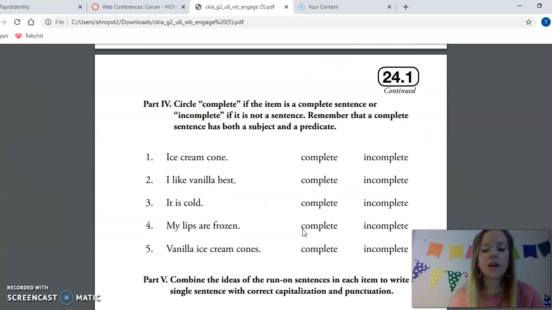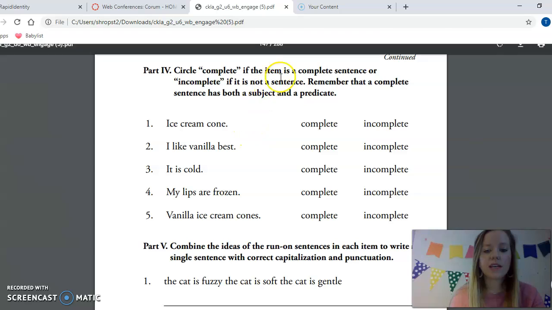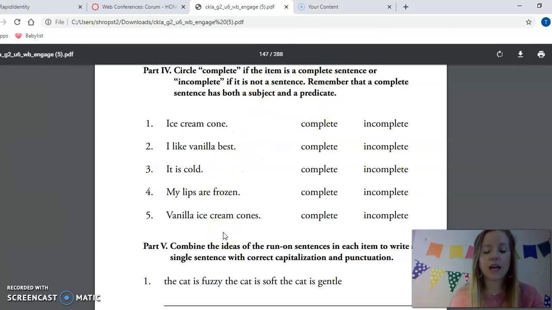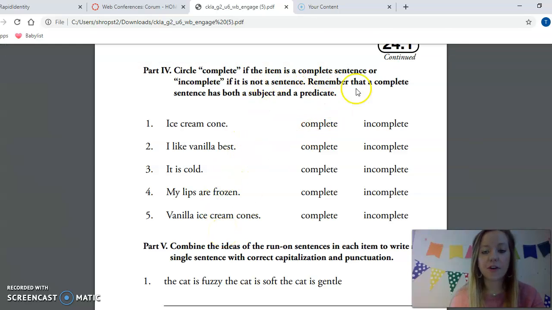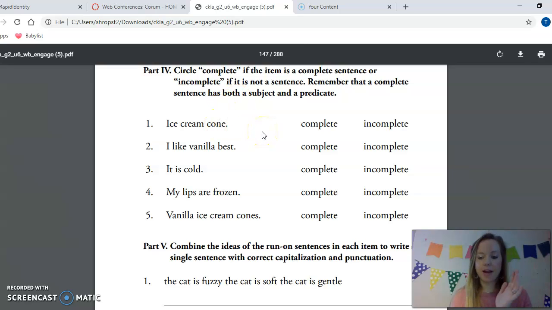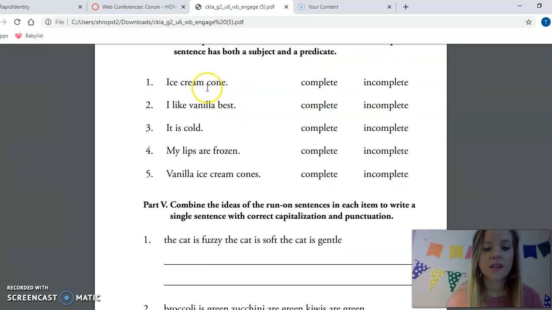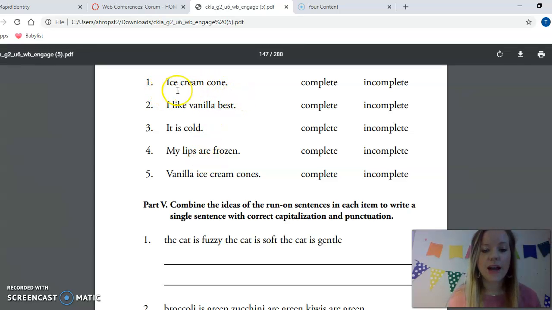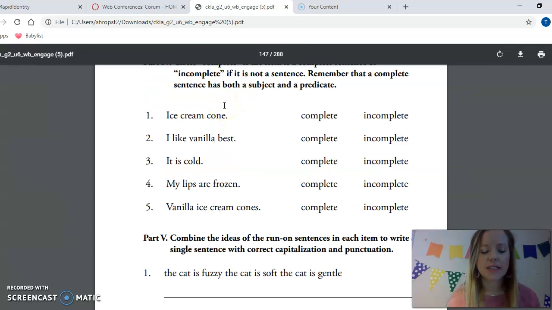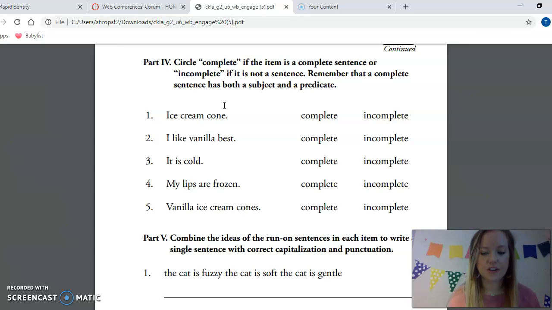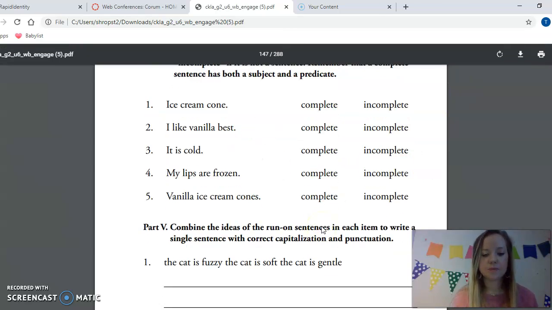And then it says circle complete if the item is a complete sentence or incomplete if it's not a sentence. Remember that a complete sentence needs both a predicate and a subject. So you'll read these and say, okay, what's the subject? What's the predicate? So, ice cream cone. Well, we know that the subject is ice cream cone, but do we know anything about what's going on with the ice cream cone? No, so that would be incomplete.